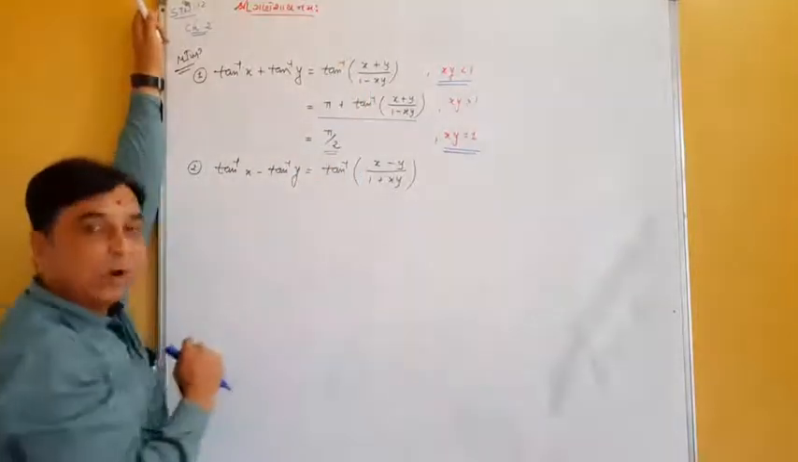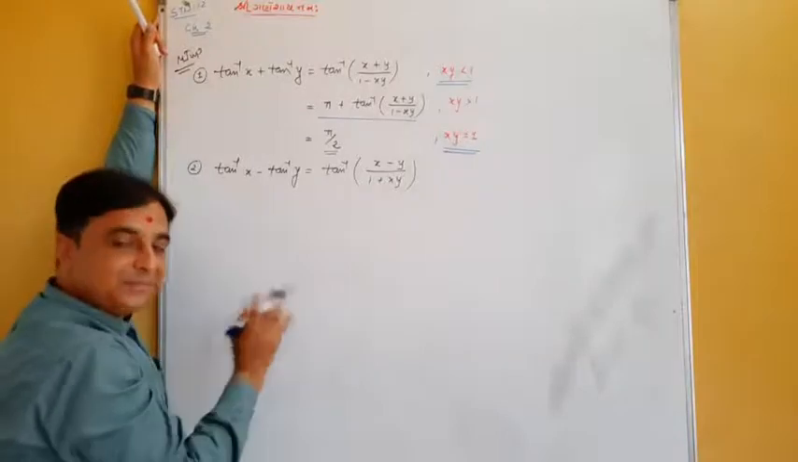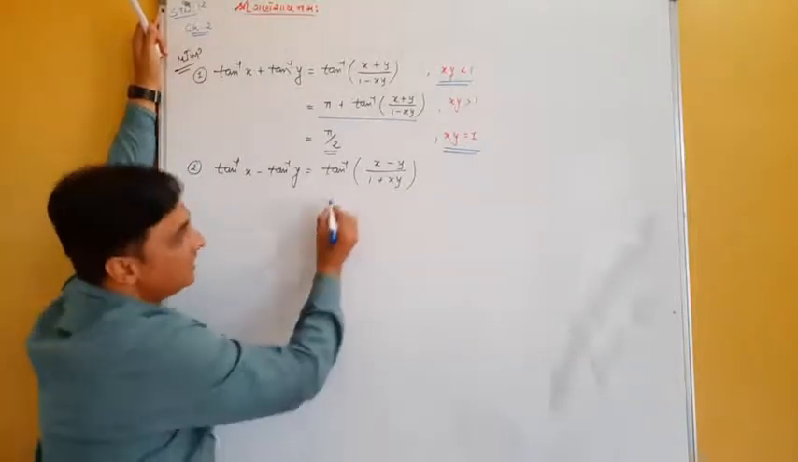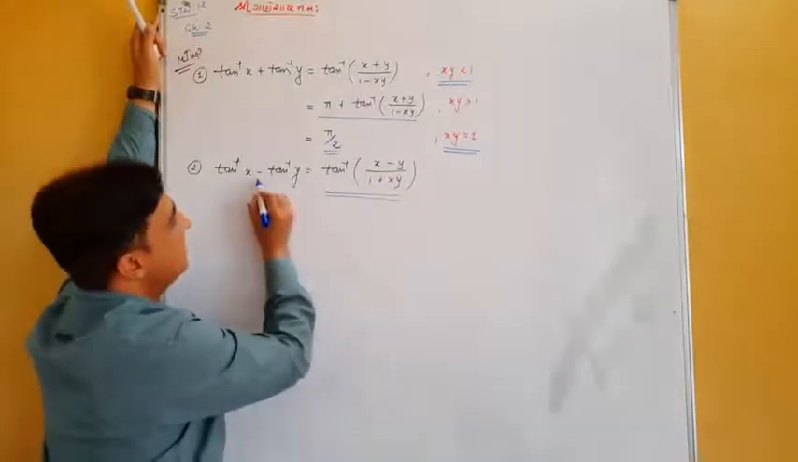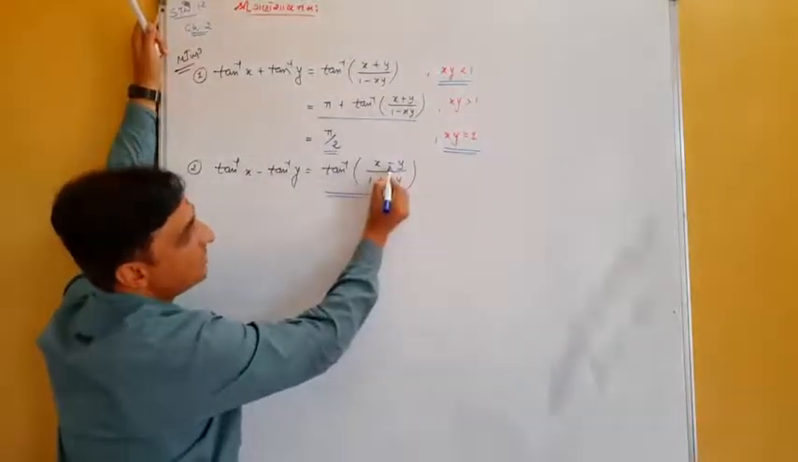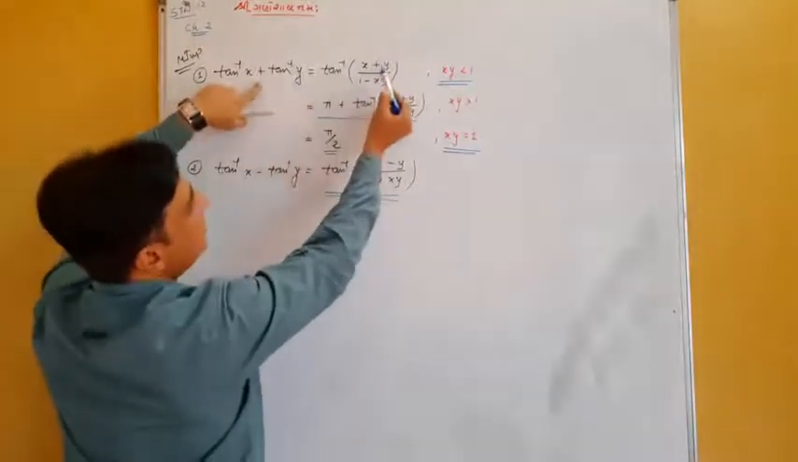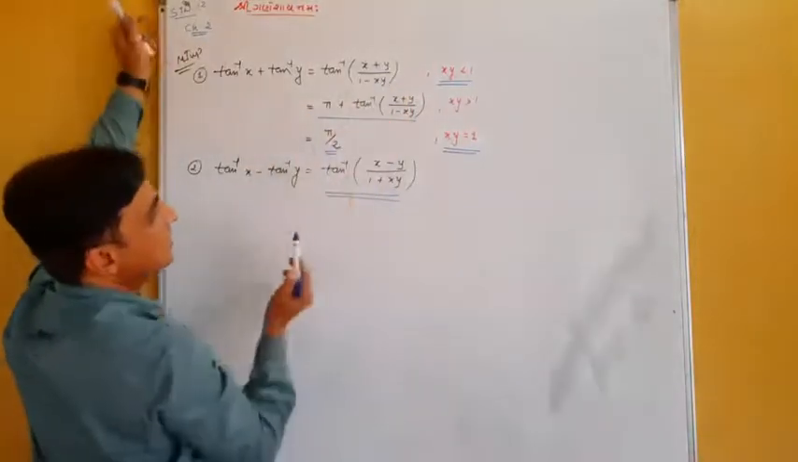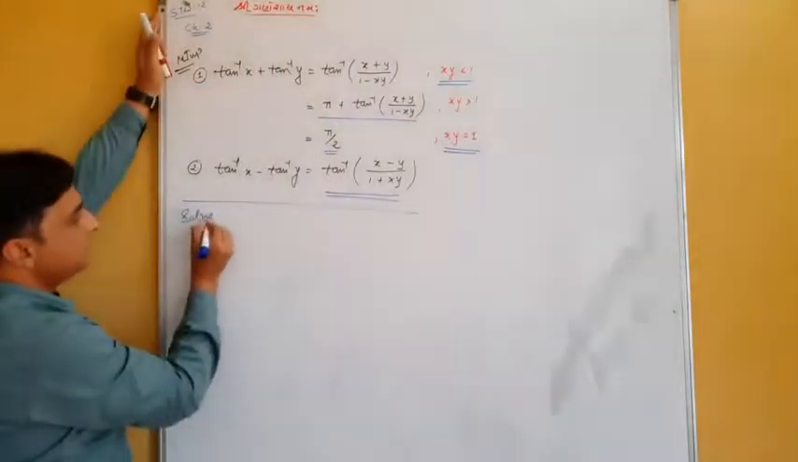Now for tan inverse x minus tan inverse y, there is no condition, just tan inverse of (x minus y) upon (1 plus xy). Here minus in the numerator, and in the denominator the opposite sign. Here plus in the numerator, and in the denominator the negative sign. Very simple. Solve this one.